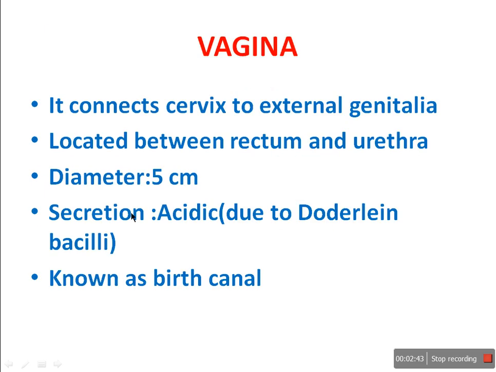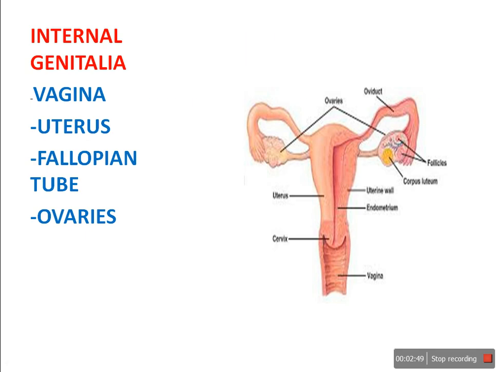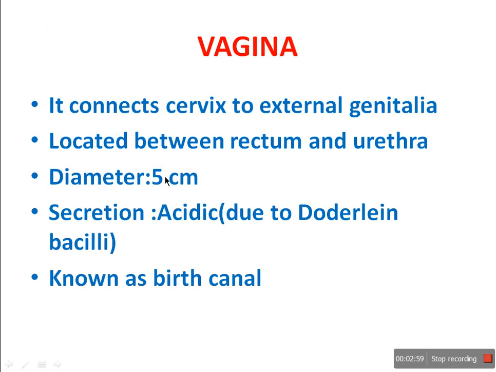Let's see the details. Vagina connects the cervix to the external genitalia. If you see, this is the vagina. Vagina will connect the uterus to the external genitalia. It is located between the rectum and urethra.